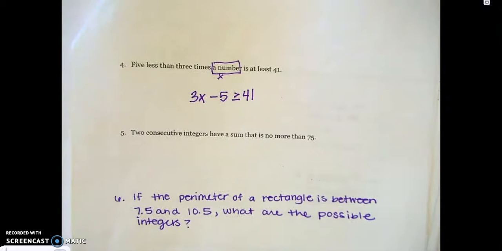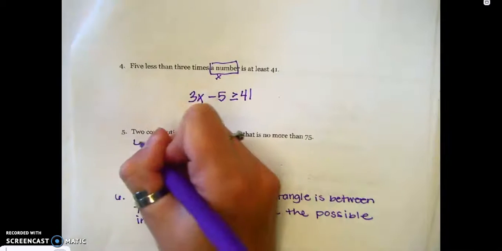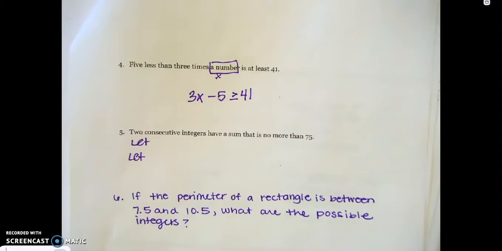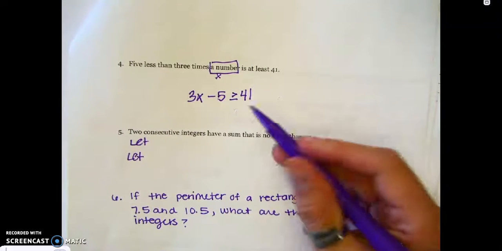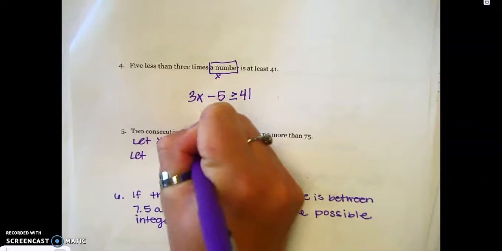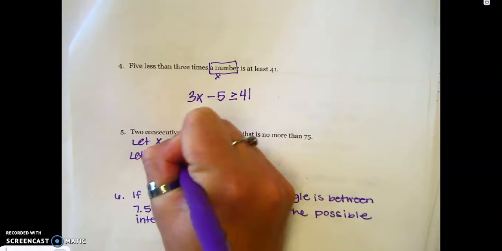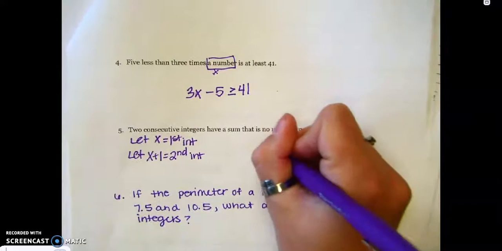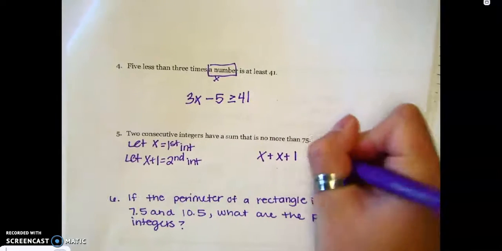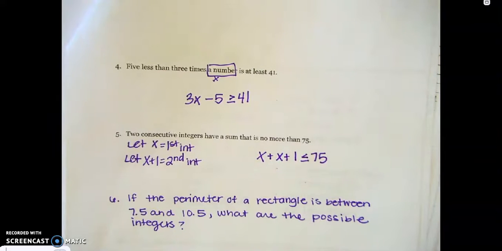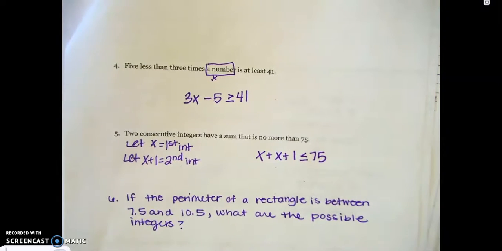And then finally, 2 consecutive integers have a sum that is no more than 75. The first thing I'm going to do is make my let statements. I feel like a lot of people aren't continuing to do this, but please do. It really does help you, especially if the equation is more complicated. 2 consecutive integers means one right after another. So let x equal my first one, and x plus 1 equal my second one. They have a sum that is no more than 75, so x plus x plus 1 has to be less than or equal to 75. That is how to translate, very similar to what we've already done.